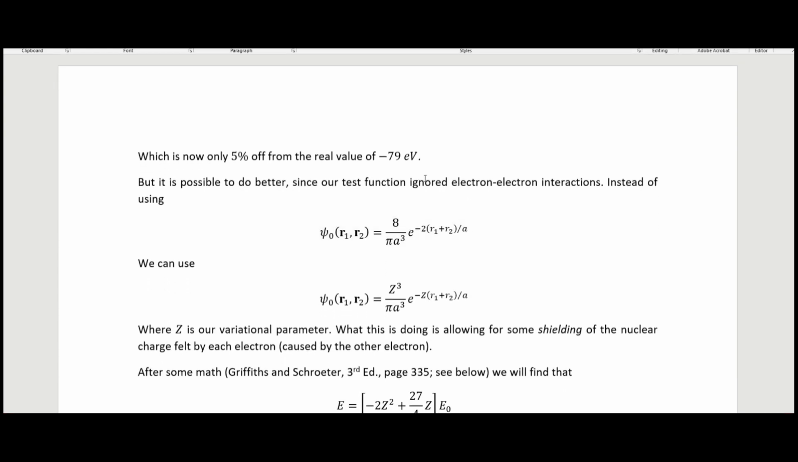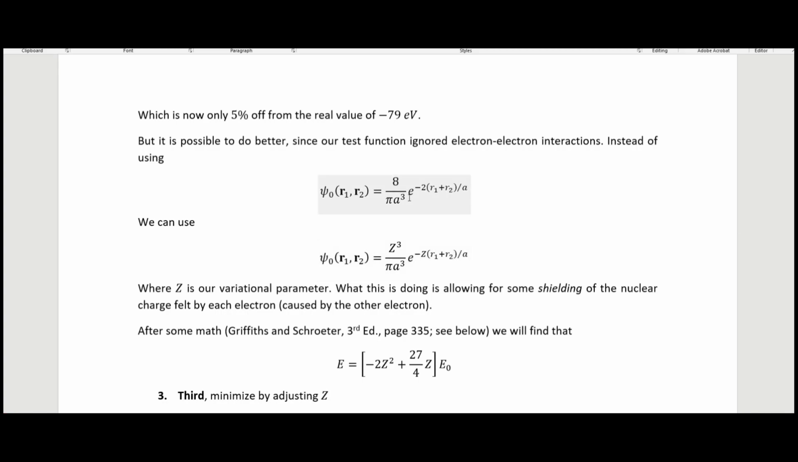But we can actually do better. It's possible to do better since our function ignored the electron-electron interactions. So instead of this 8 here and this 2 here, we can put these Z adjustable parameters here. That's our variational parameter. What this is essentially going to do is give us the shielding of the nuclear charge by each electron caused by the other electron.